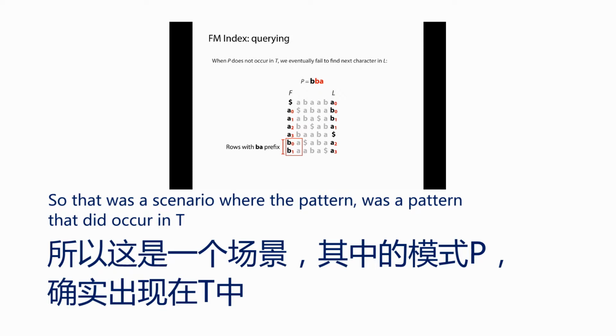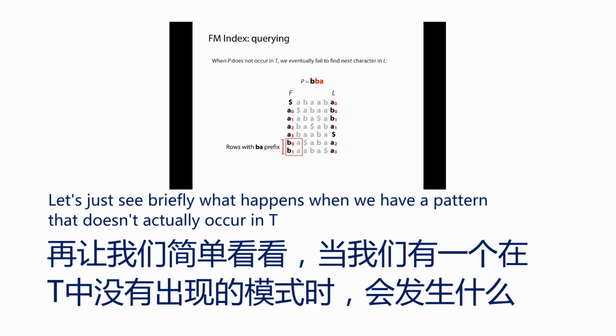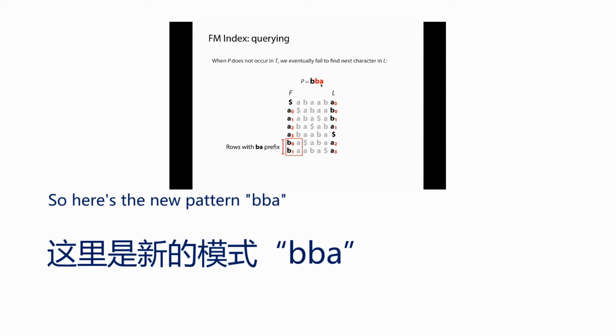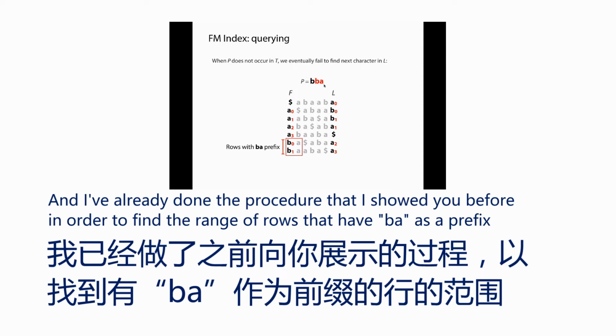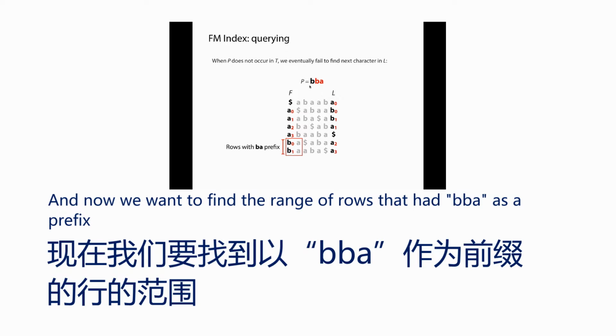So that was a scenario where the pattern did occur in T. Let's just see briefly what happens when we have a pattern that doesn't actually occur in T. So here's the new pattern, BBA. And I've already done the procedure that I showed you before in order to find the range of rows that have BA as a prefix. Here they are. And now we want to find the range of rows that have BBA as a prefix.